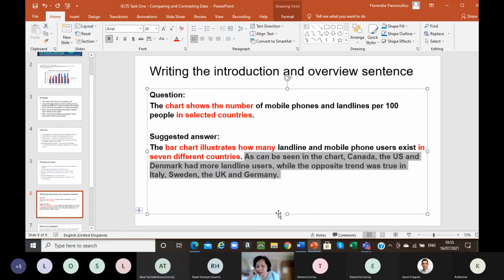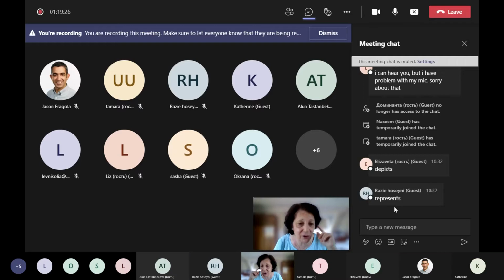What does an overview mean? Tamara or Catherine? You've got your mics. What would you say an overview is? Or if someone can put it in the chat. What does the word overview mean? And I've seen Razzie, you've got the word represents for the introduction. But what is an overview?